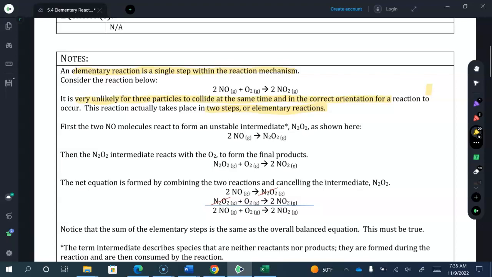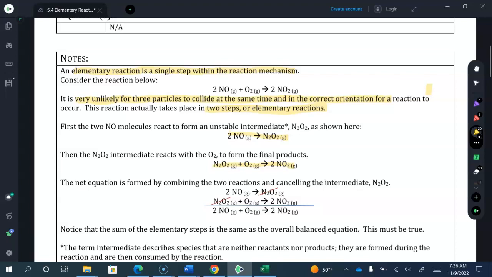First, the two nitrous oxide molecules react to form an unstable intermediate, dinitrogen dioxide, which is shown here. So this is the first elementary step. Then dinitrogen dioxide intermediates react with the oxygen gas to form the final product, so this is another elementary step. So these are our elementary steps. And then the net equation is formed by combining these two reactions and canceling out the intermediate dinitrogen dioxide, and you end up with the overall reaction.